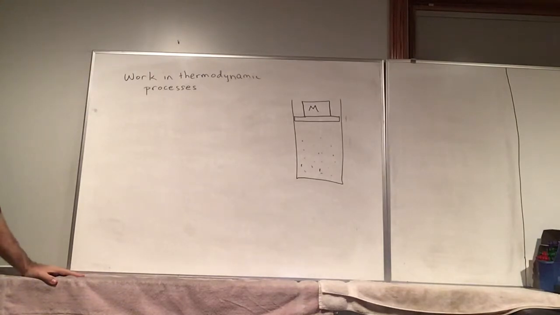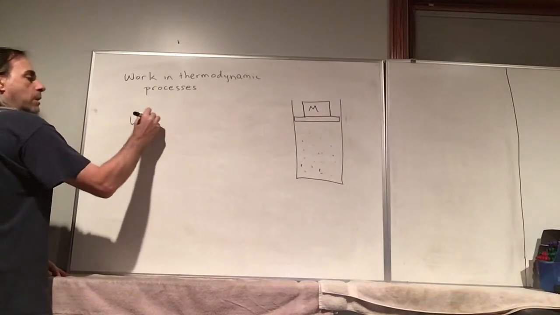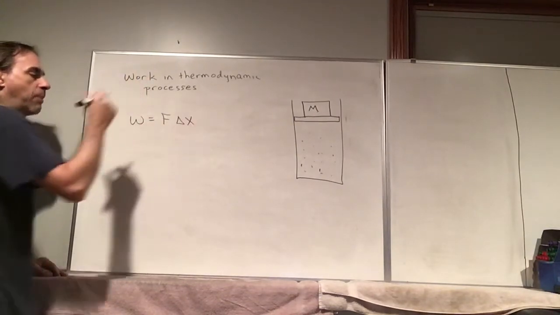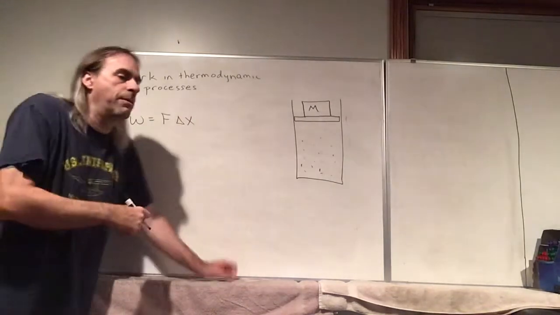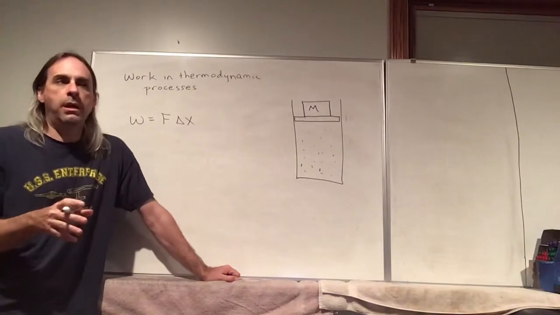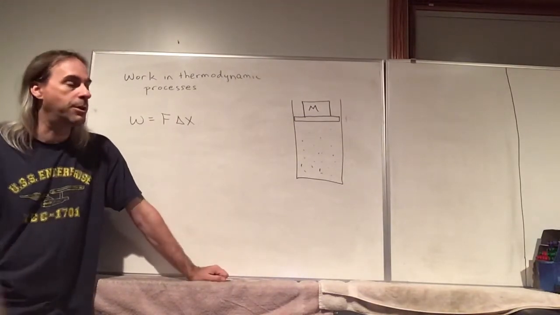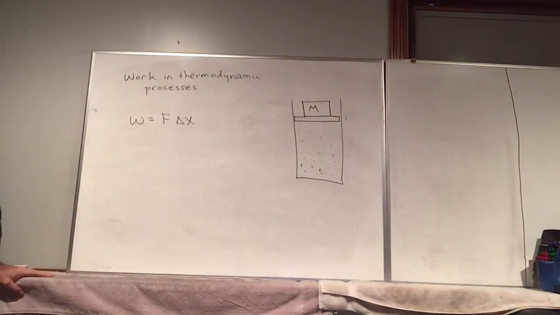And if you remember work, I'm going to write down a simple form for work. Let's just write it like this. Work is F delta X. Now, it's very important to remember that force and displacement are both vectors. And so direction can definitely matter significantly.